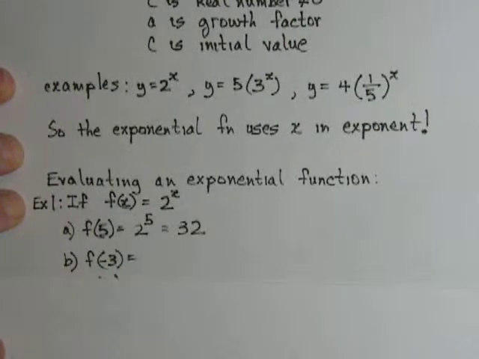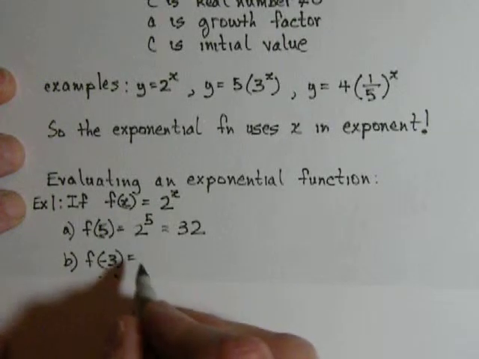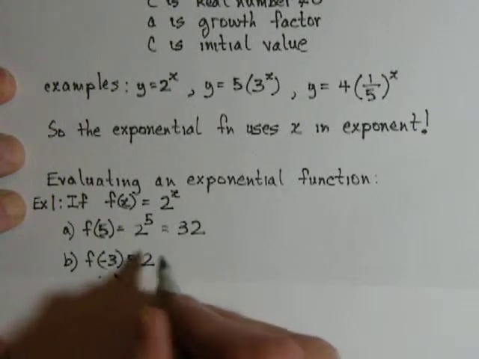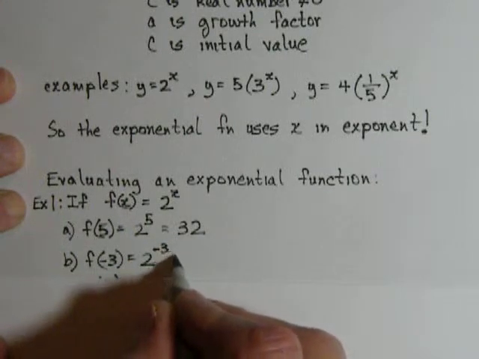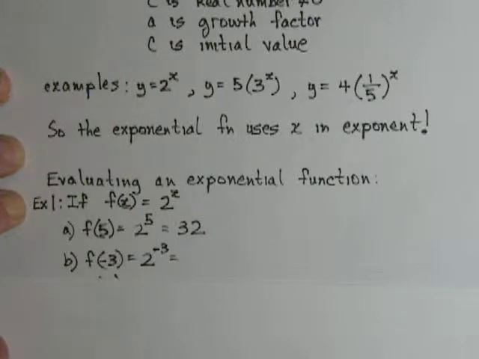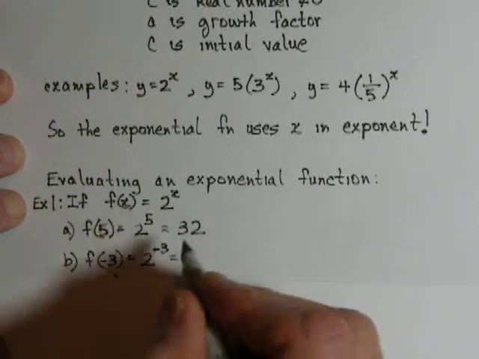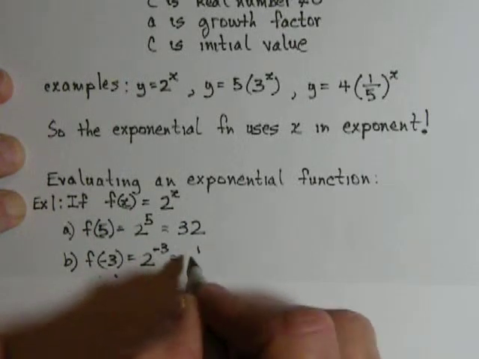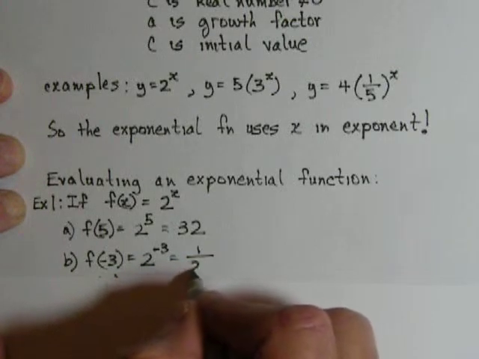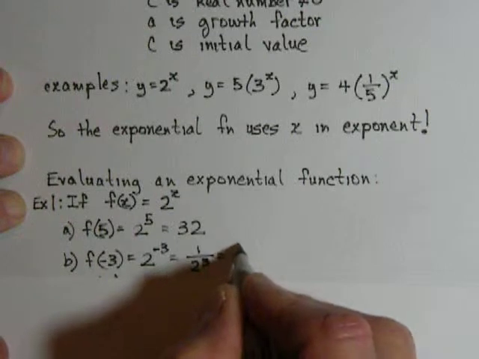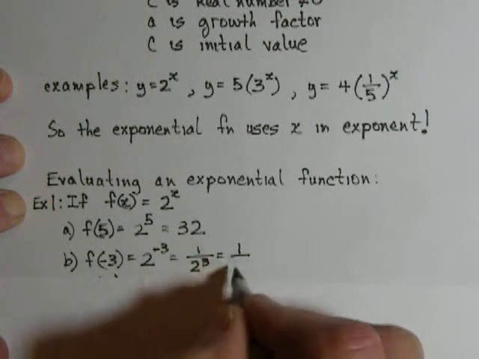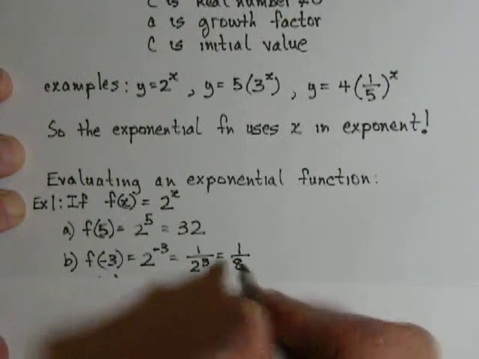How about f of negative 3? Well, in order to find the y value, we're going to put negative 3 in the position of x. Now, a negative exponent means reciprocal. So therefore, this is 1 over 2 to the positive 3 power, which is 1 over 2 to the 3rd, which is 1 over 8.